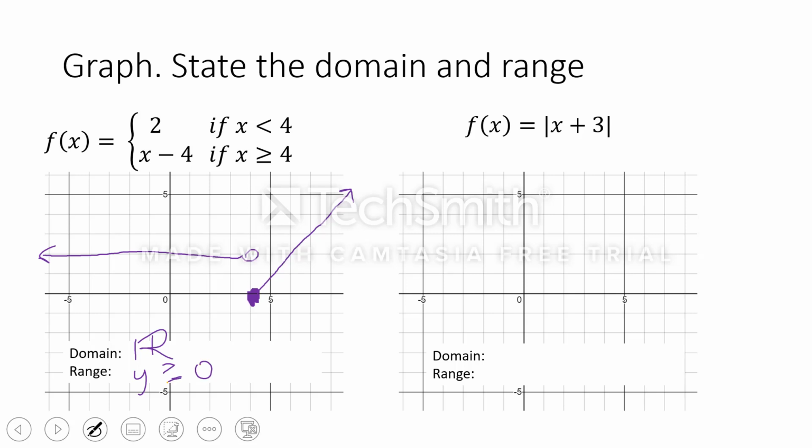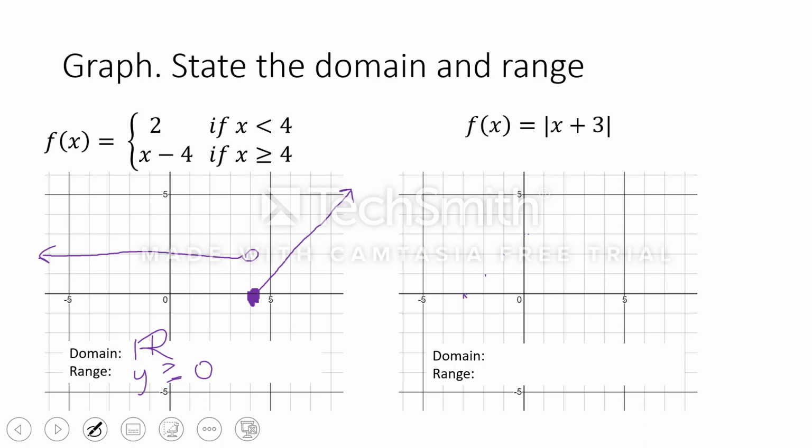Absolute value of x plus 3. Remember when we plugged in 0, we got 3. If I plug in -1, -1 plus 3 is 2. So -1, 2 is a point. If I plug in -2, plus 3, I get 1, so -2, 1. If I plug in -3, I get 0. If I plug in -4, I'm going to get 1 again.